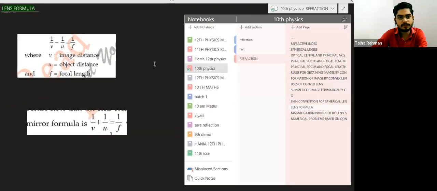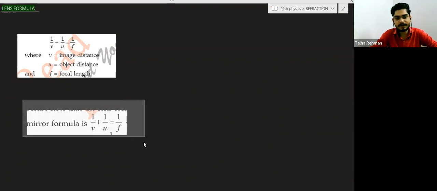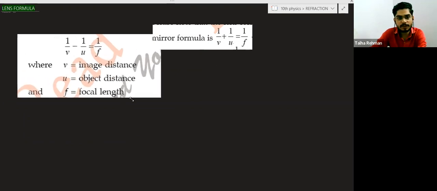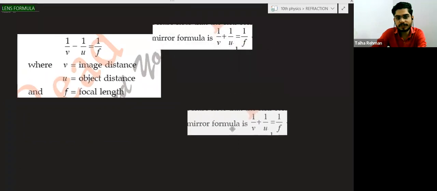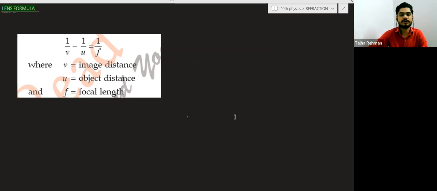So we now have the lens formula. Earlier we had the mirror formula, na? Mirror formula is 1 upon f is equal to 1 upon v plus 1 upon u. Now just write this lens formula. I am removing the mirror formula because we have already discussed it. Just remember the difference. In the mirror formula it is plus, and in the lens formula it is minus.